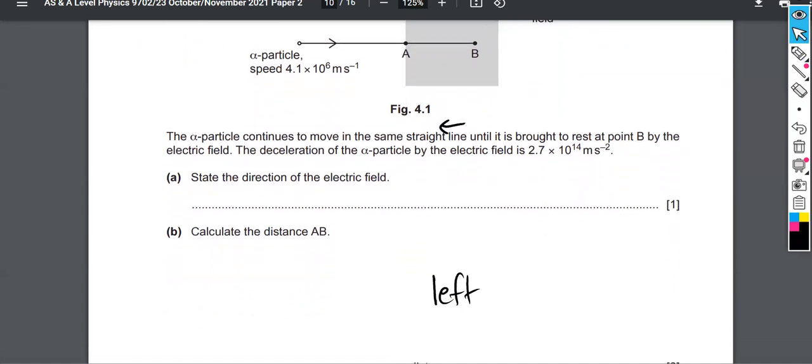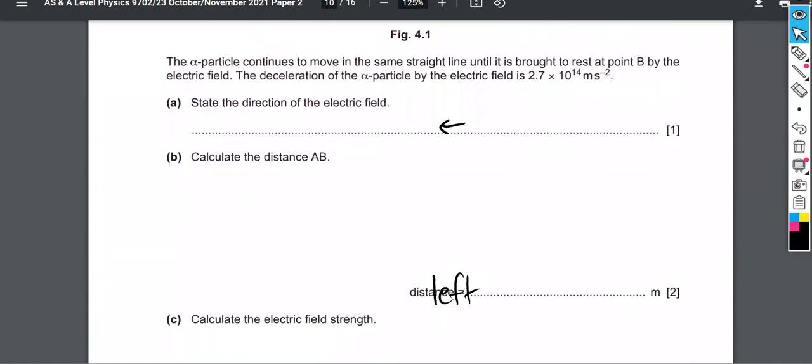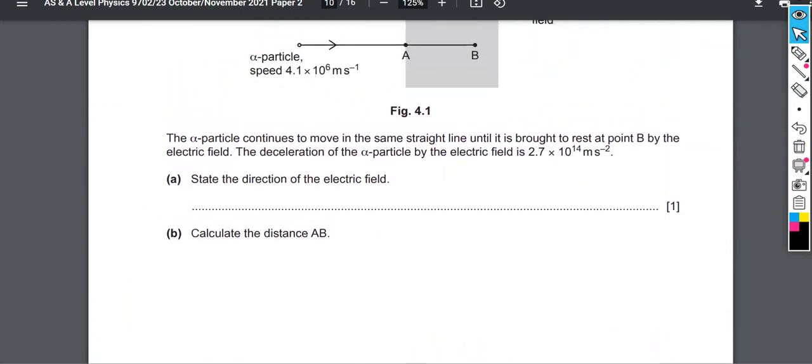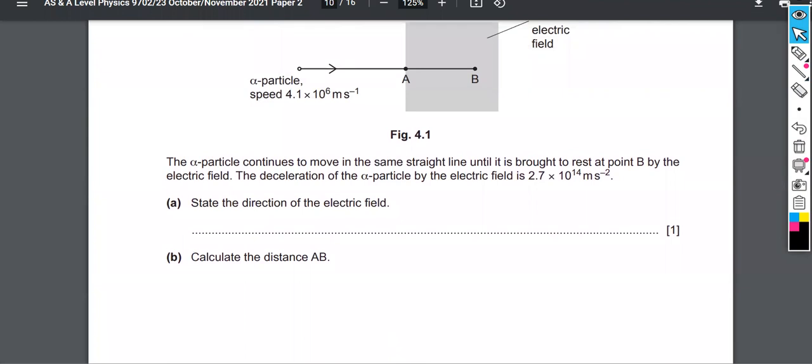The question goes on to ask you to calculate the distance AB. So the distance between A and B, we could solve kinematically using equations of motion. A uniform electric field means that there's going to be constant deceleration. So we can relate the final velocity to the initial velocity and the acceleration with the displacement. The displacement vector is the distance AB with this equation here. Because it's brought to rest, the final velocity is 0.